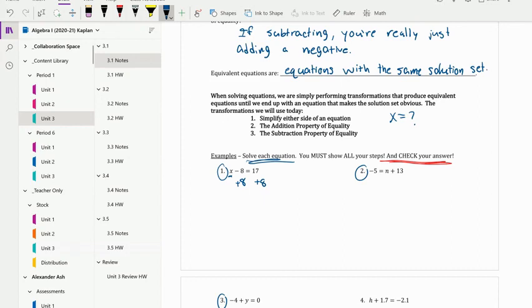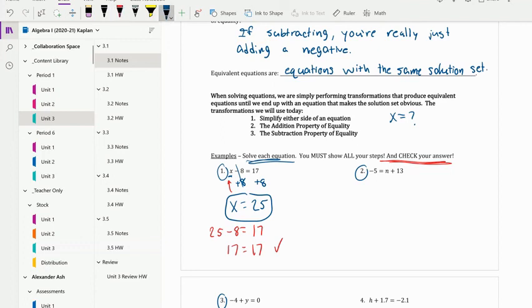So if we add 8 to both sides, on this side they cancel, and we're left with just x equals 17 plus 8 is 25. And that is your solution. Now check it, right? You plug the 25 in for x. If you do 25 minus 8, does that give you 17? Well, 25 minus 8 is 17, and 17 is equal to 17. So we have checked. We're good.